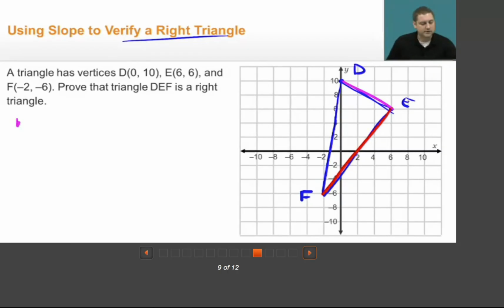So let's start with the slope of DE. Well, allowing D to be my first point, E to be my second point, I'm going to get 6 minus 10 over 6 minus 0. It gives me a negative 4 over 6, which reduces down to a negative 2/3.